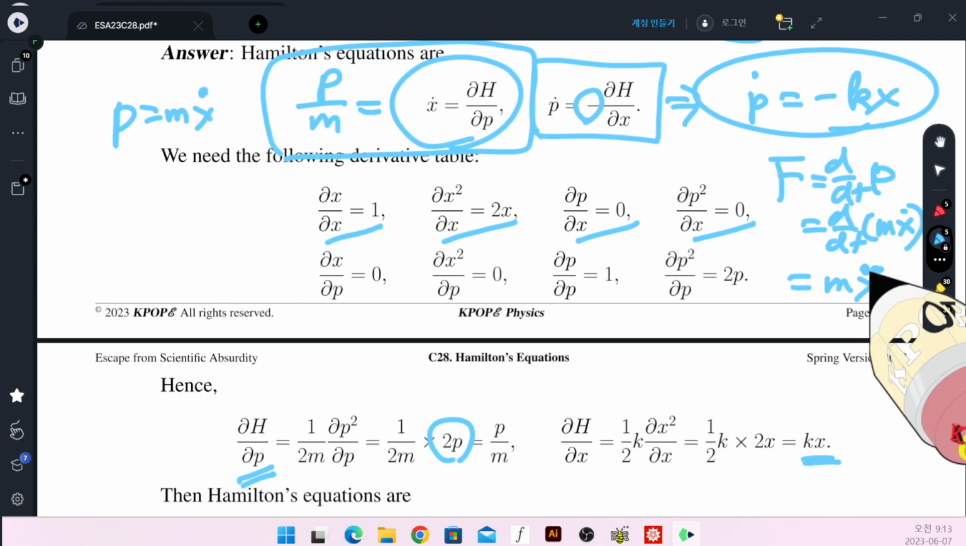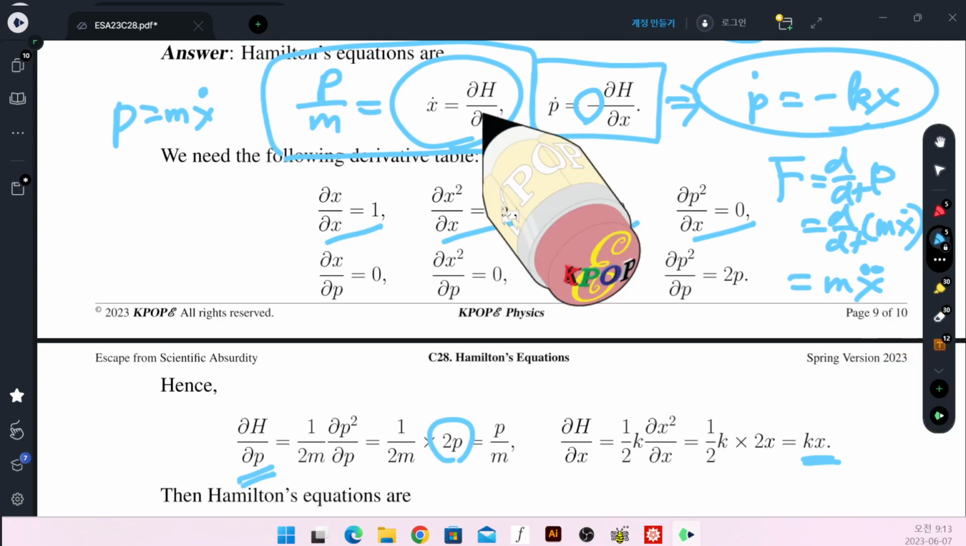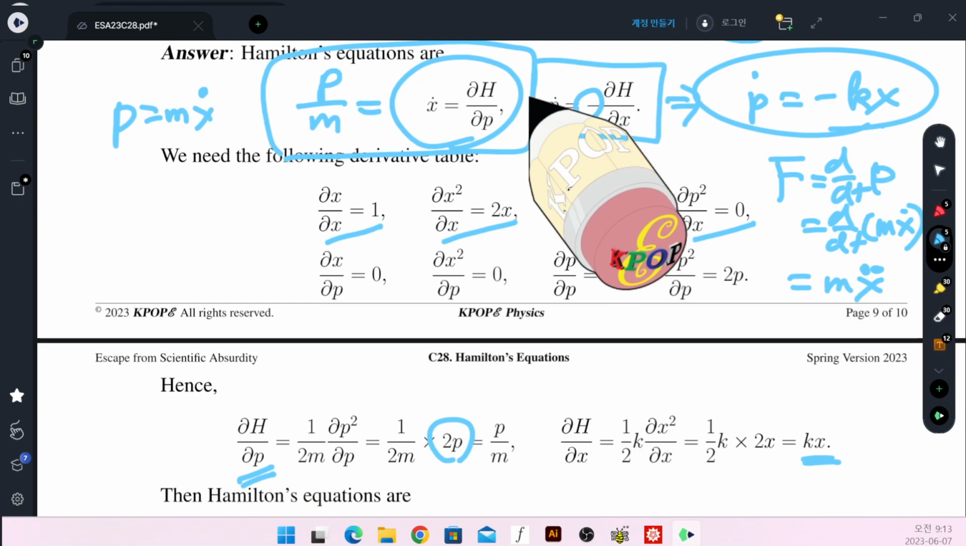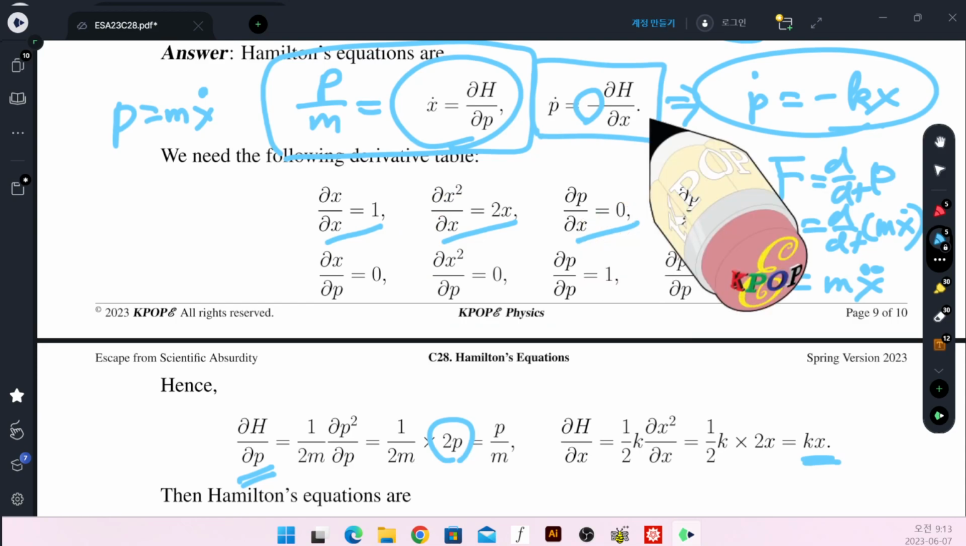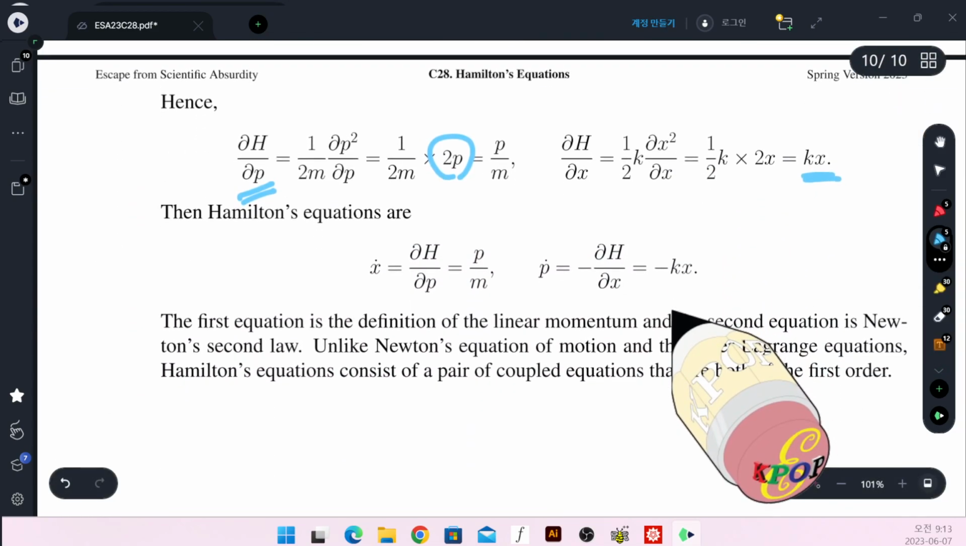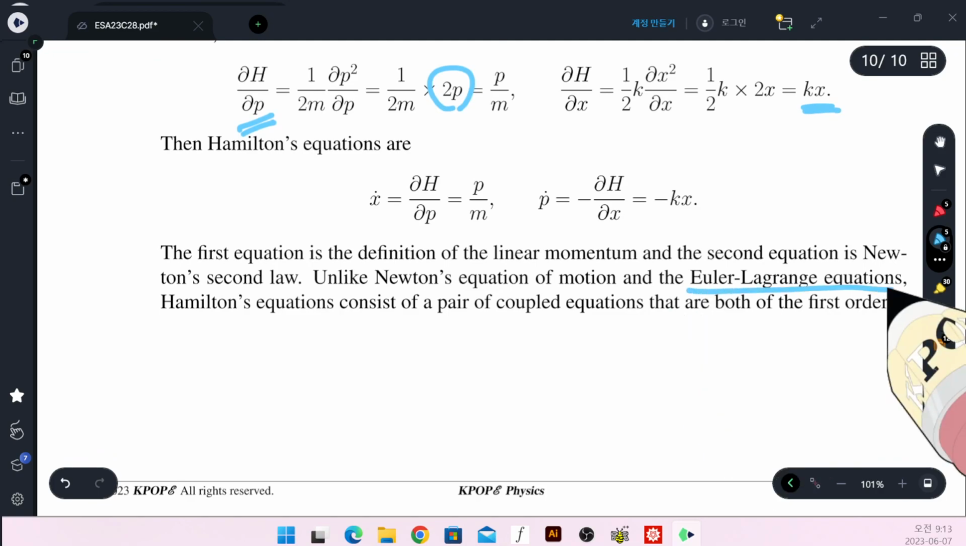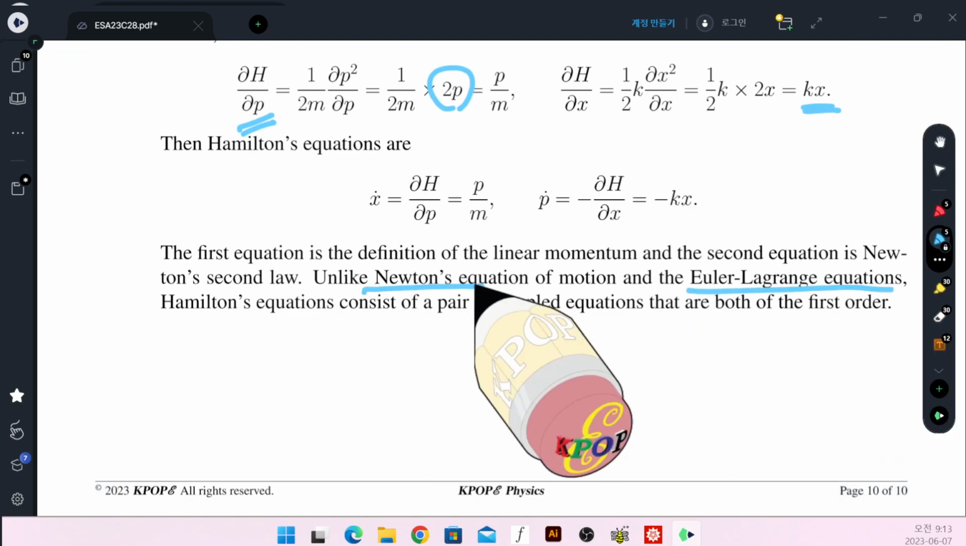Aha, these two equations form a system of first order equations called Hamilton's equations. They are a system that is equivalent to either the Euler-Lagrange equation or Newton's laws of motion.